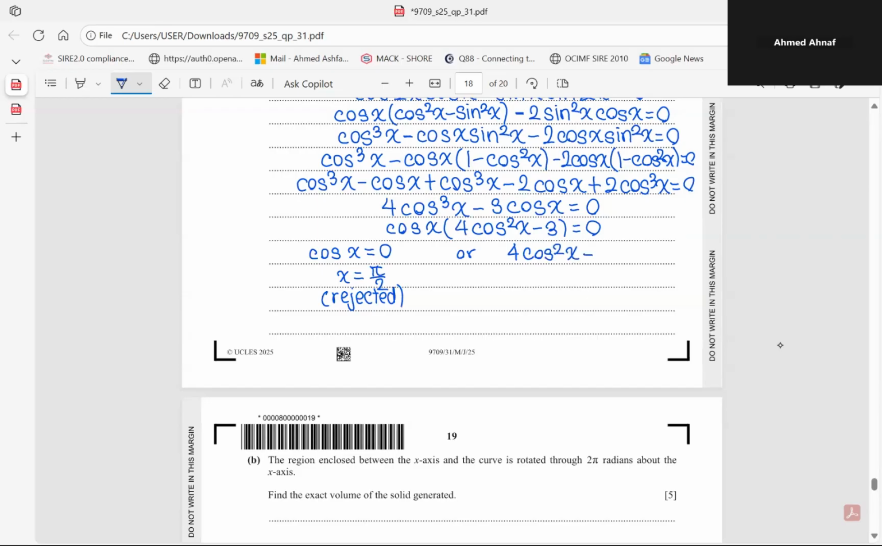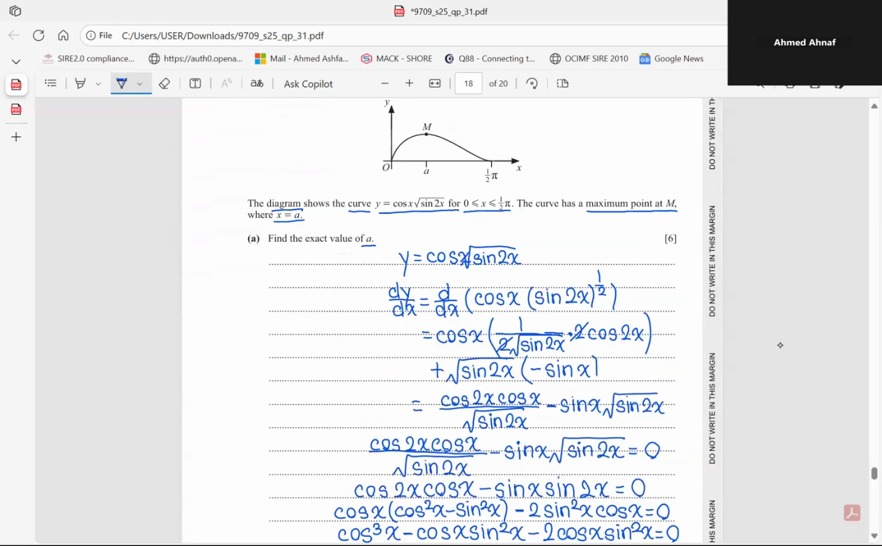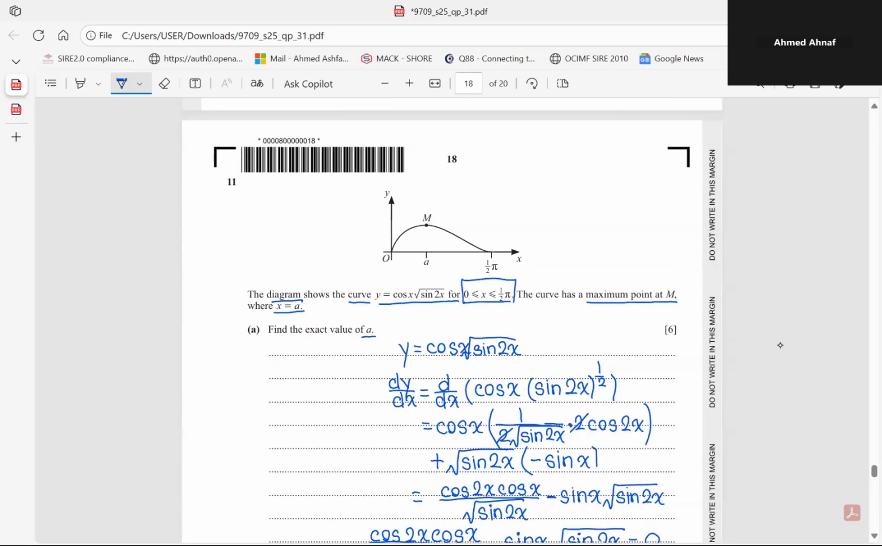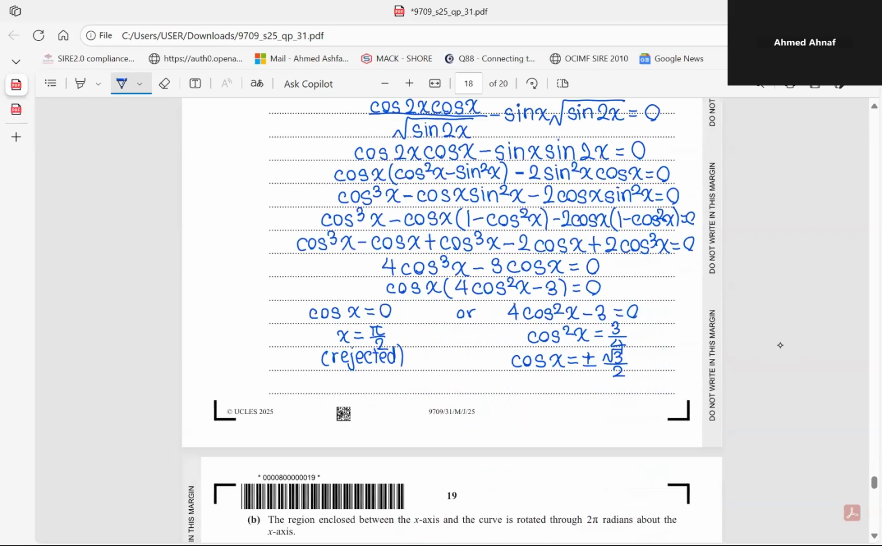For 4 cosine squared x minus 3 equals 0, cosine squared x would just be 3 over 4, so cosine x would be plus or minus square root 3 over 2. Let's look at our domain. Our domain is between 0 and pi over 2, covering only the first quadrant, where all the ratios are positive, so cosine is positive. So we're going to have to reject the negative.